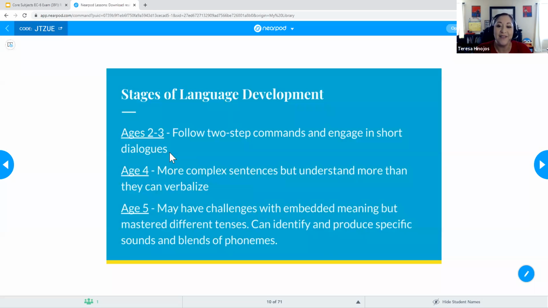So at age 5, they may have challenges with embedded meanings, but have mastered different tenses. So in other words, when you say something, but it's not really what you mean, like, oh my gosh, I can't think of the term. I can't think of the word.